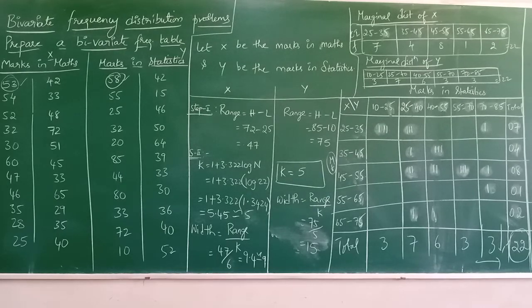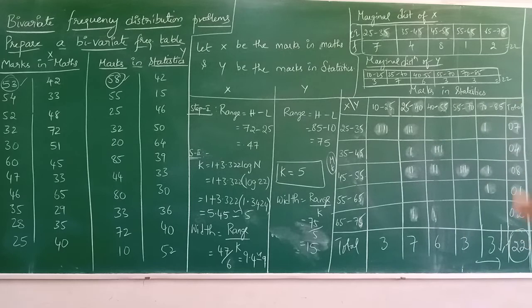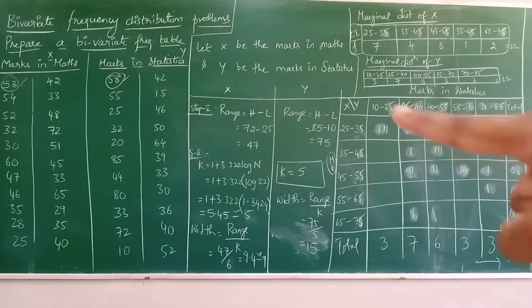Where it exactly joins, according to the observations given: first in max and first in stats, similarly second in max and second in stats, third in max and third in stats, all the way to the 22nd person's marks in max and the 22nd person's marks in stats. Together, perpendicularly, we have to put the tallies. Then we will get the frequencies. Now the marginal distribution of x means all these x class intervals and those frequencies. These are the marginal distribution frequencies of x.